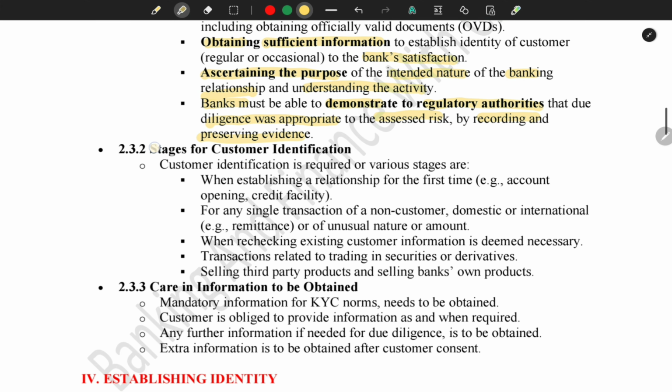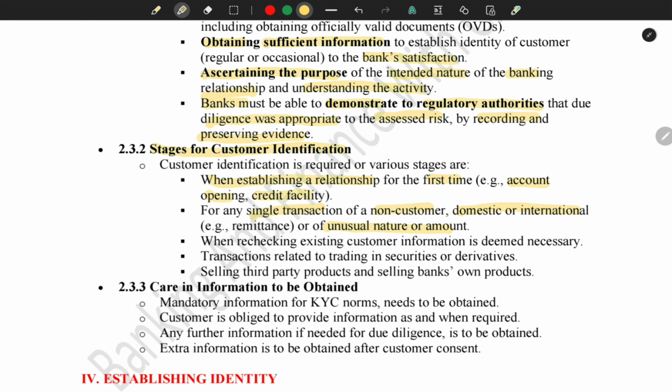Now, what are the different stages of customer identification? First, when establishing a relationship for the first time. For example, someone opening an account for the first time or taking some credit facility, then we need to establish a relationship. Then for any single transaction of a non-customer, either domestic or international, or of unusual nature or amount.